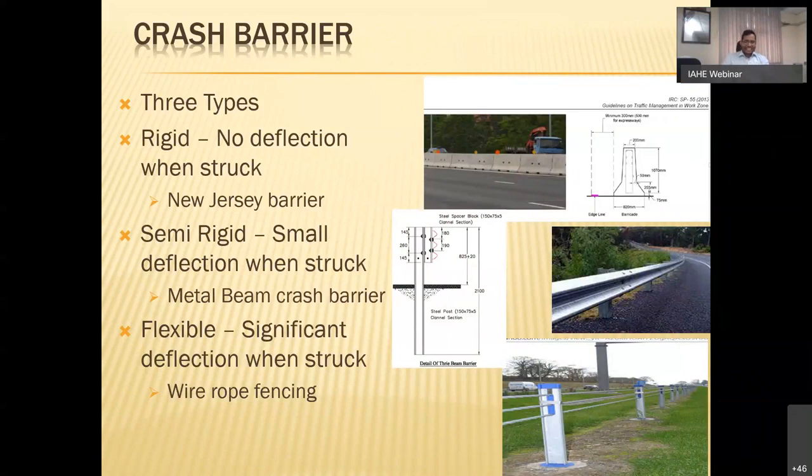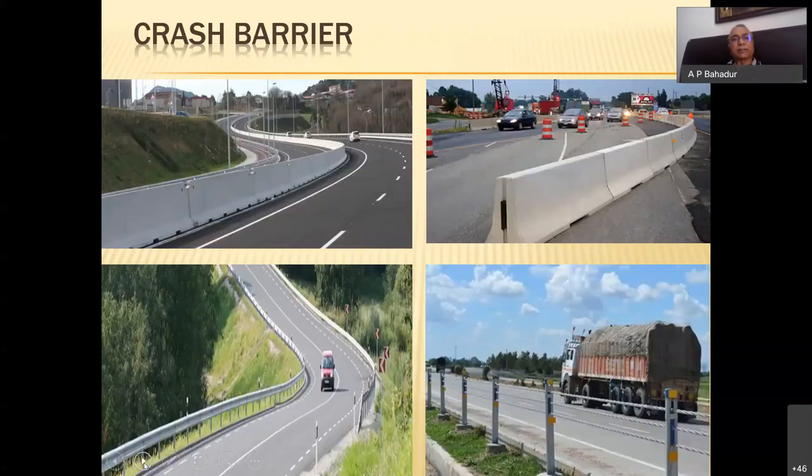So I'll start again. Okay. So crash barrier, of course, you must have heard whatever I said up till now. As you can see here, this is your rigid barrier, that's the New Jersey barrier. This is your W profile or tri-beam barrier. This is your wire rope. And this is the provision.